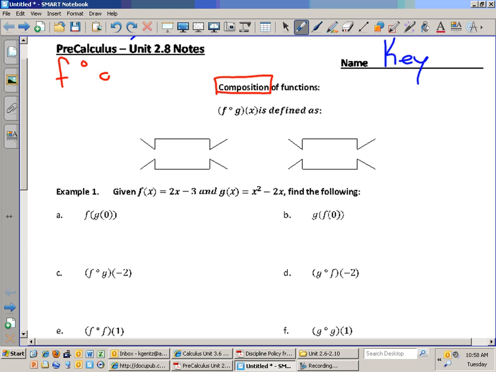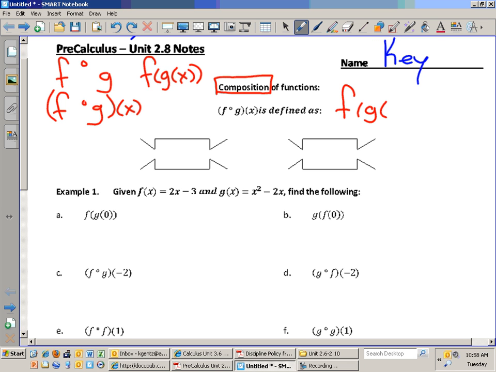f ∘ g might also be written as f of g of x, and that's how I'm going to define it. This little circle in the middle means composition. So f composed with g of x is defined, the way we're going to think of it, as f of g of x. Whenever you see that, you could rewrite it to look like that if it makes more sense to you. And here's what that means.